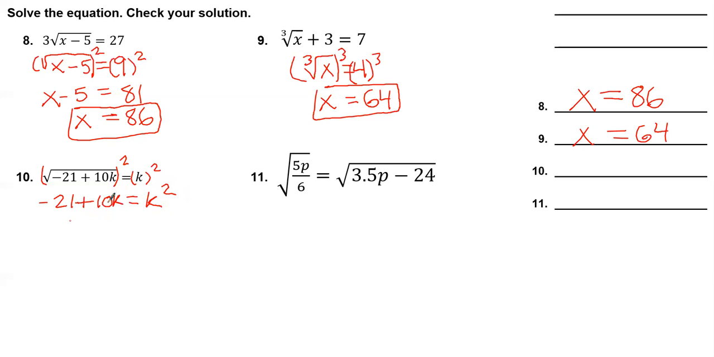So I'm going to keep the k squared on this side. I'm going to subtract 10k and I'm going to add 21 to both sides. And that way I get ax squared plus bx plus c equals 0. This is a quadratic equation.